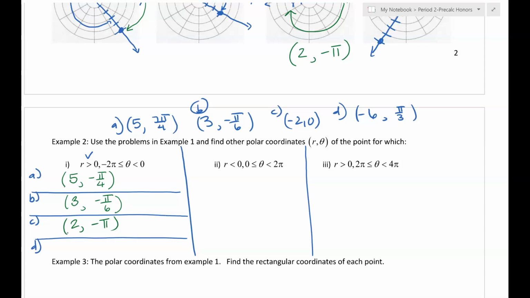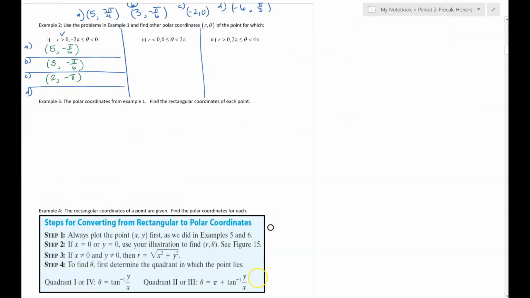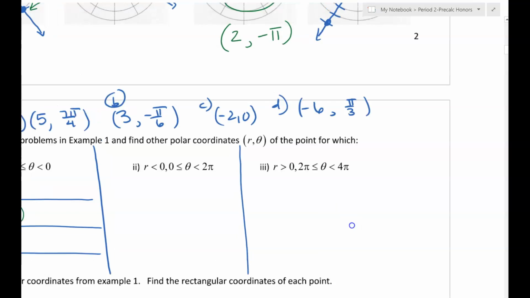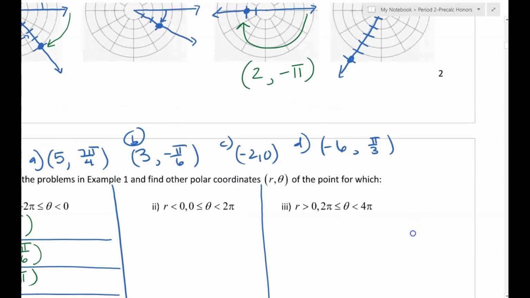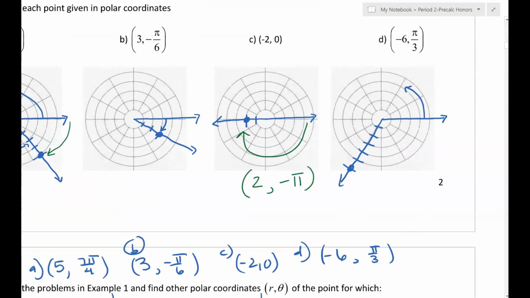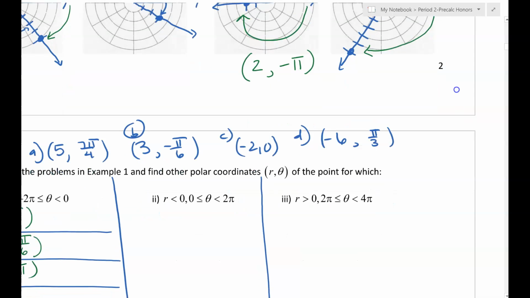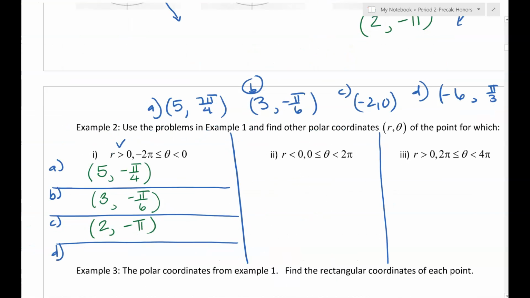Then we have D, which is negative 6 comma negative 6 comma positive angle. Well, we don't want a positive angle and we don't want a negative radius, so we will go clockwise to get a negative radius. Clockwise to get a negative angle, and then just stay on that ray. So now we are going to write positive 6 and negative 2 pi over 3, okay? So that's positive 6 and negative 2 pi over 3, just like that.